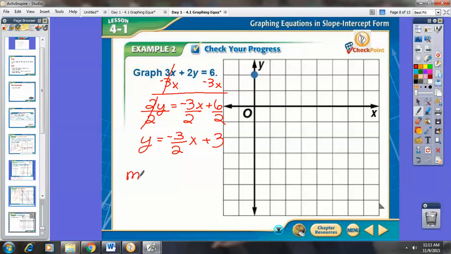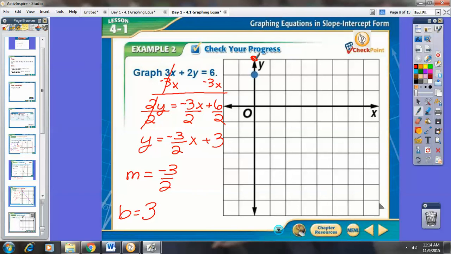So what is the slope of this equation? Negative 3 over 2. And Rachel, what is the y-intercept? 3. We know our equation is in slope-intercept form. We know the slope, we know the y-intercept. We can graph. When you graph, you always begin with your y-intercept, the b. So our y-intercept is 3. Let's put a dot at 3 on the y-axis.